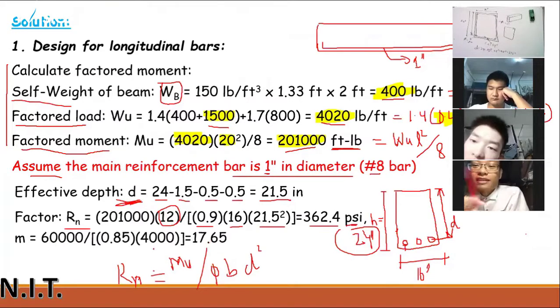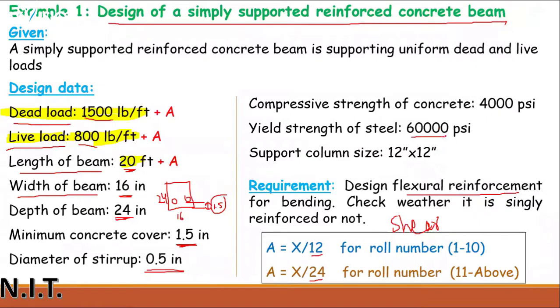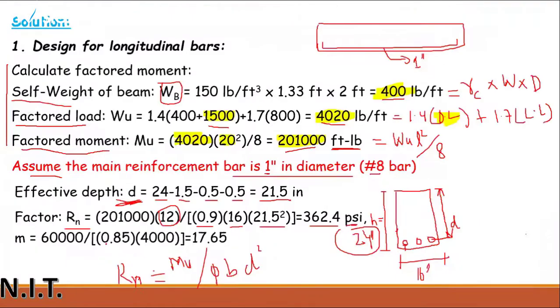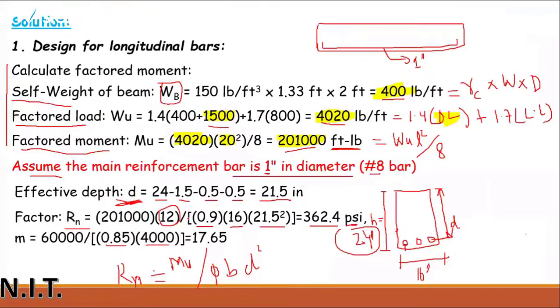Fy value, 60,000, is given in the question. You can see Fy value is 60,000. 0.85 Fc prime. Fc prime value is also given in the question, that is 4,000 KSI. Just solve it and you will get the value of M factor.